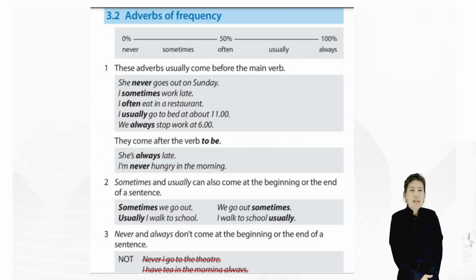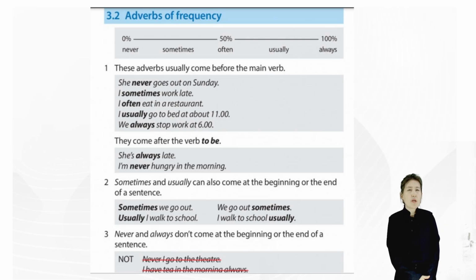Adverbs of frequency describe how often something happens. Here are some common adverbs of frequency listed from the least frequent to the most frequent: never, sometimes, often, usually, always. These adverbs usually come before the main verb.